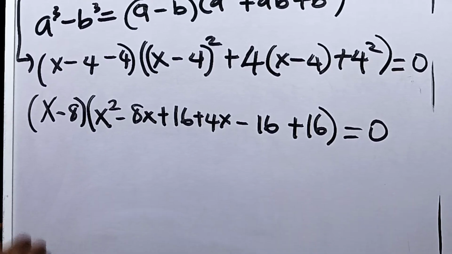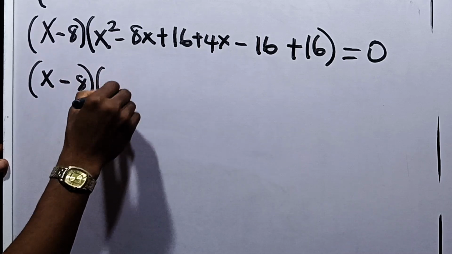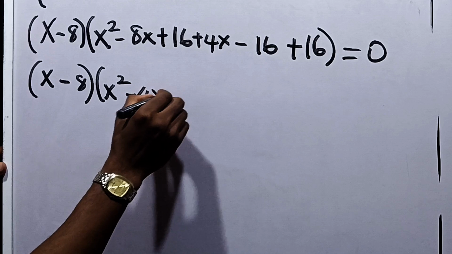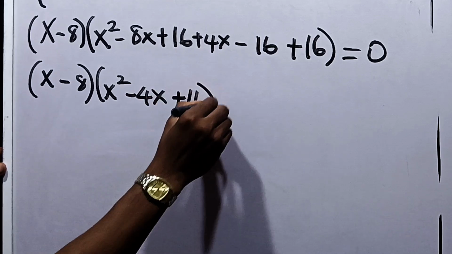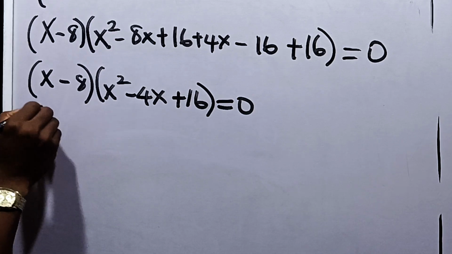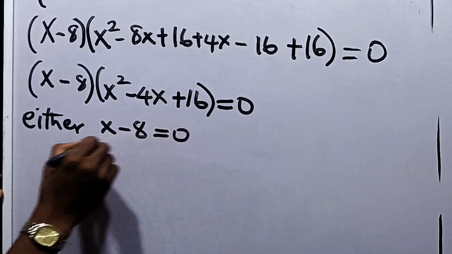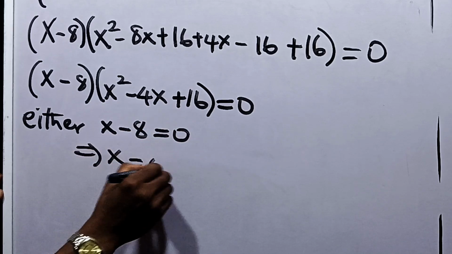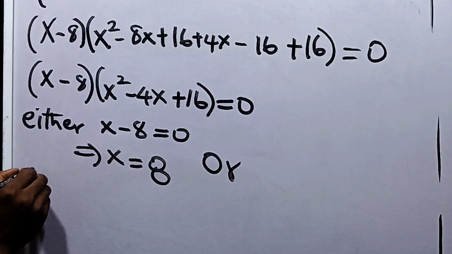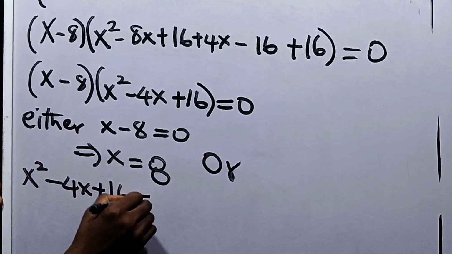Now from here we have that x minus 8 multiplied by x squared minus 4x plus 16 is equal to 0. Again, the product of things is equal to 0. So it's either x minus 8 is equal to 0, implying that x is equal to 8, or x squared minus 4x plus 16 is equal to 0.